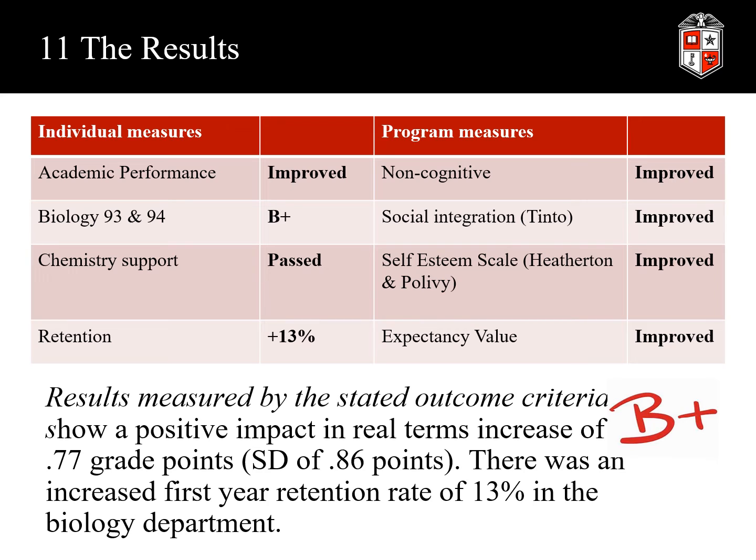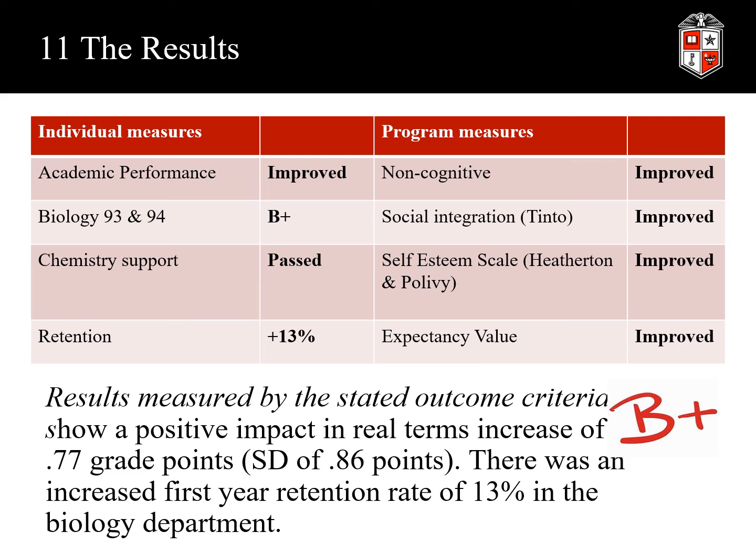Slide 11, the results. The top of the slide is a grid showing individual measures and program measures. Individual measures: academic performance improved. Biology 93 and 94, B+. Chemistry support, passed. Retention rate, plus 13%. The program measures: non-cognitive improved, social integration improved, self-esteem scale improved, expectancy value improved.